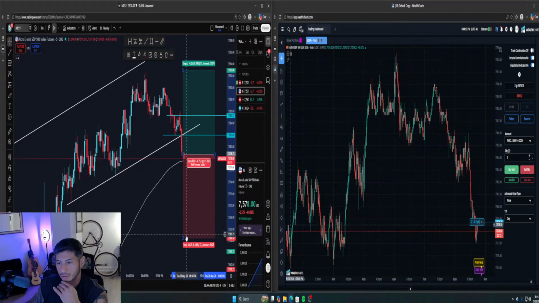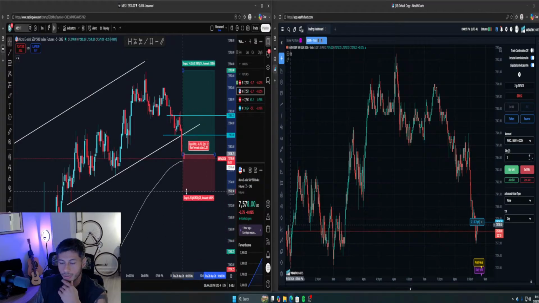But it's alright, no worries. I'll hold it from here. If we start shooting down below this 5 minute EMA, right now it's at the 5 minute EMA. If it starts going below here, then we'll get out.